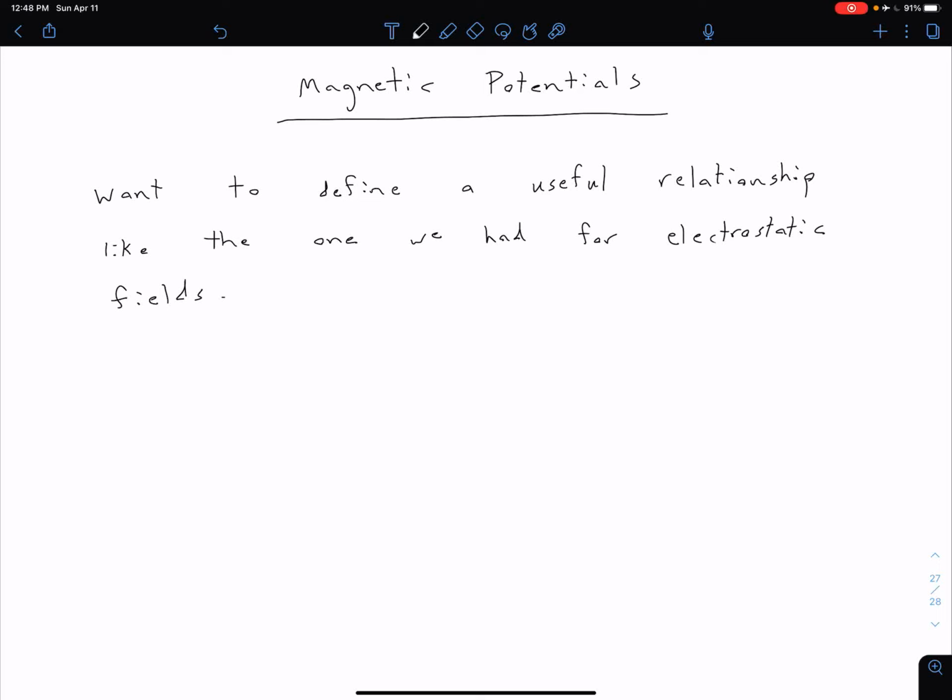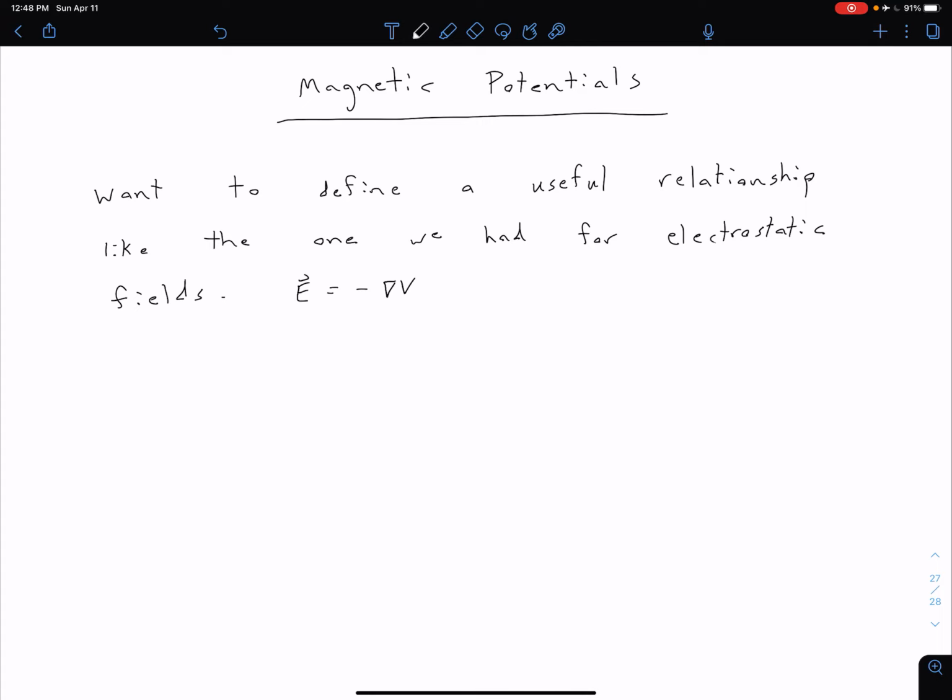The last topic we're going to look at is magnetic potentials. The basic idea here is that we want a useful relationship for our magnetic fields the same way that we had for our electrostatic fields. And so recall for our electrostatic fields, we were able to say that our electric field intensity is negative the gradient of our electric potential V.